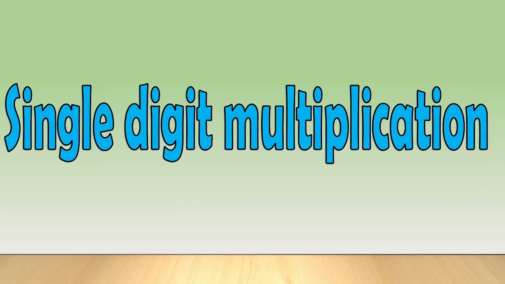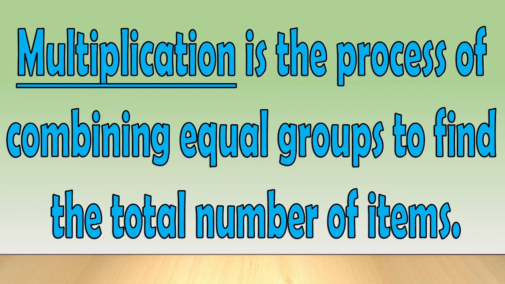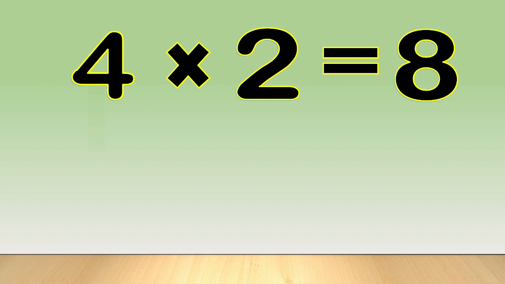Today, you are going to learn about single-digit multiplication. Multiplication is the process of combining equal groups to find the total number of items. Let's look at the number sentence.